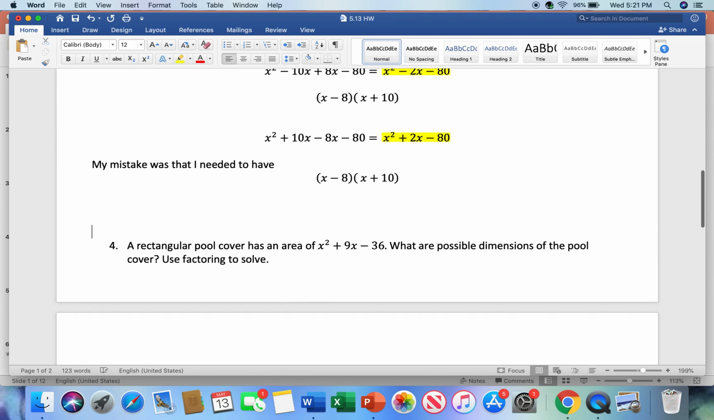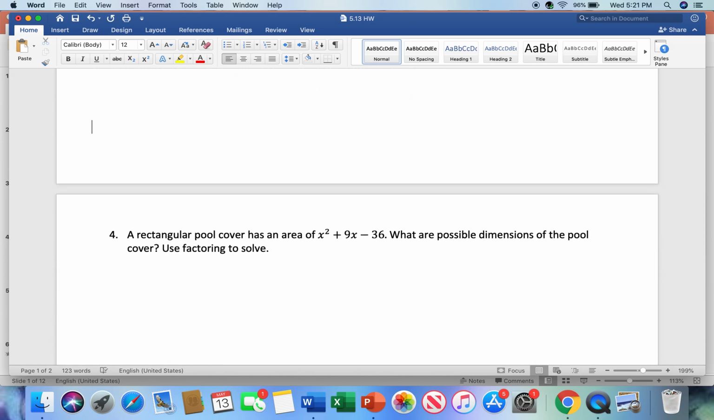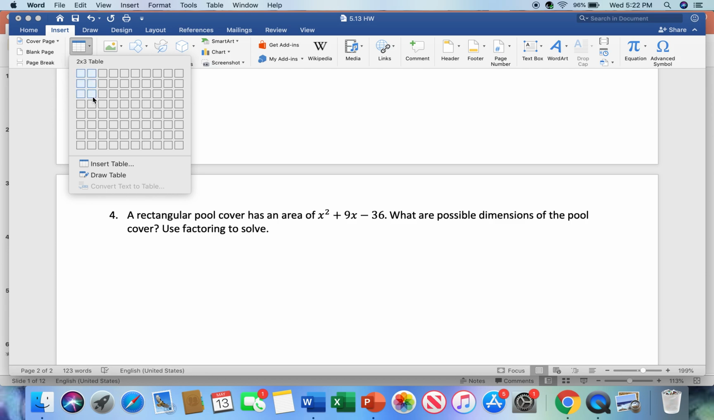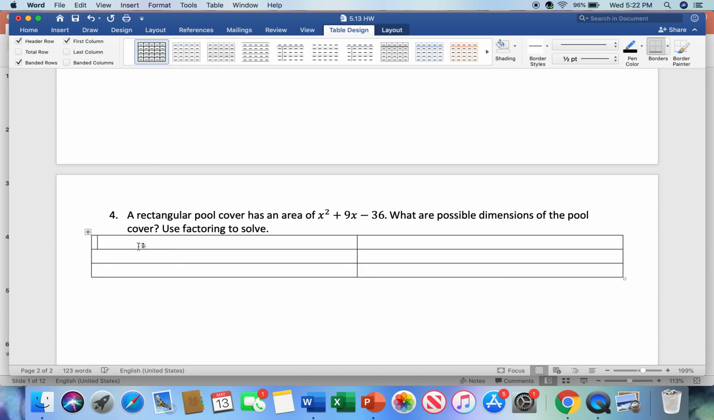And how about this problem? A rectangular pool has an area of x squared plus 9x minus 36. I want to know, what are the possible dimensions of the pool, and use factoring to solve? So I'm going to make myself a little table and I'm going to start writing the factors of 36. How do I get negative 36?